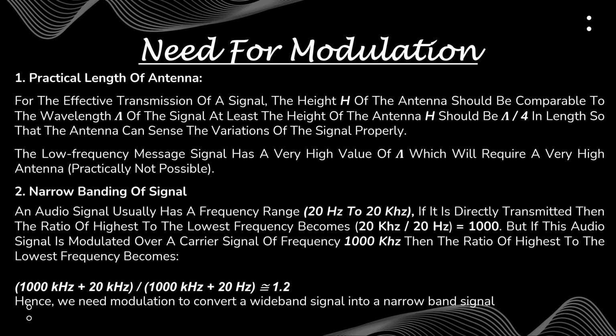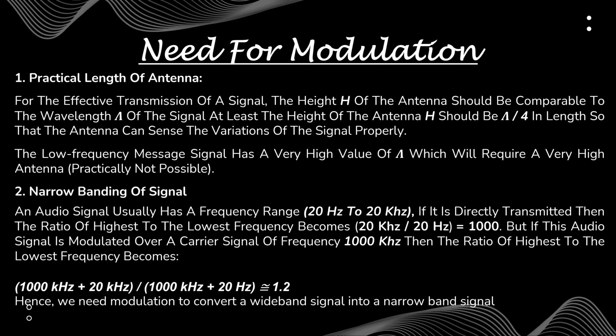Now, what is the need for modulation? First one is the practical length of antenna. For the effective transmission of a signal, the height h of the antenna should be comparable to the wavelength lambda of the signal. At least the height of the antenna h should be lambda by 4 in length so that the antenna can sense the variation of the signal properly. The low frequency message signal has a very high value of lambda, which will require a very high antenna. That is practically not possible.